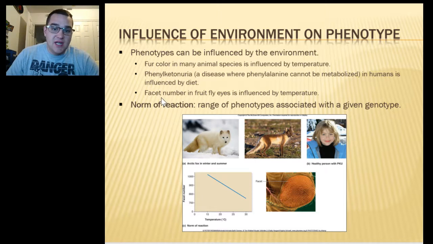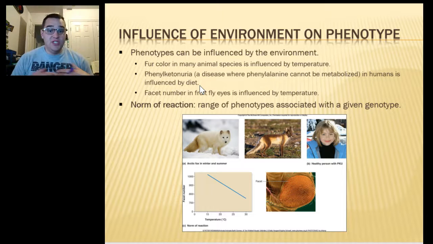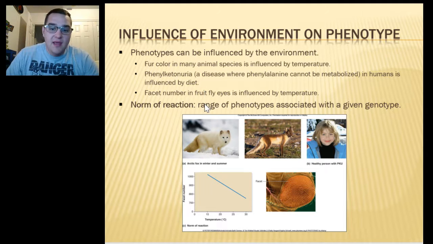And then it also talks about phenylketonuria, a disease where phenylalanine cannot be metabolized in humans, influenced by their diet. And so that's a gene that can change the phenotype depending on the diet. That's actually because they're missing a protein on that one. And then it talks about the facet number of fruit flies influenced by temperature. So the number of little eye facets they have is influenced by temperature. So those are all things that are good to know for this slide.